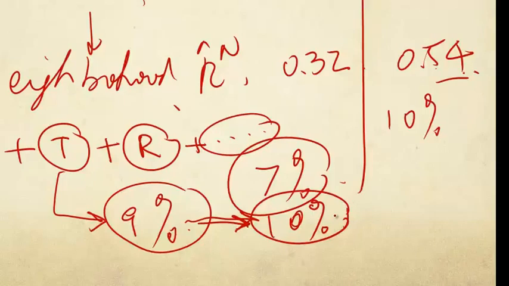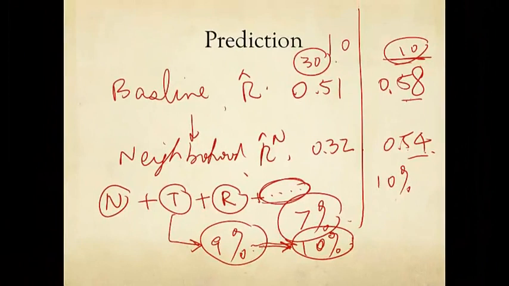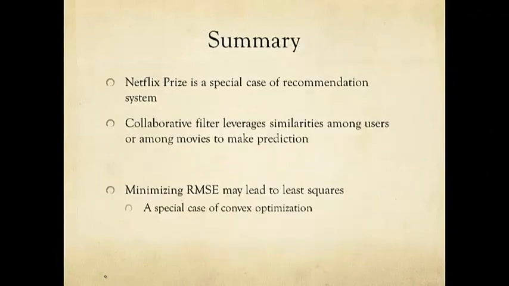But what you have seen so far, with a few tricks, gets you quite far in that prize if you were participating back in 2006. So that's the end of this longest lecture in the entire course. We looked at the Netflix Prize, a very interesting scientific story, as a special case of recommendation system. In particular, we looked at how collaborative filtering leverages similarities among users, or, as in our example, among movies, to enhance the accuracy of prediction, say measured by root mean square error.